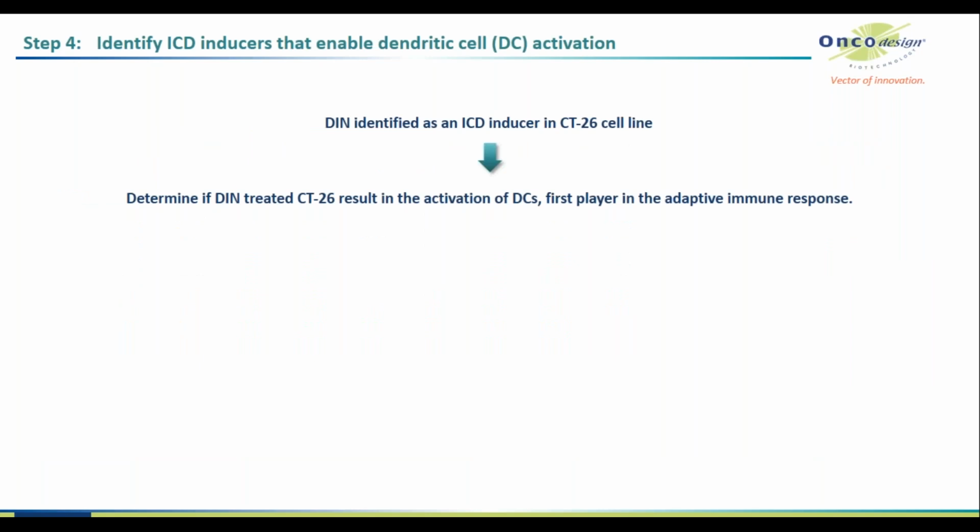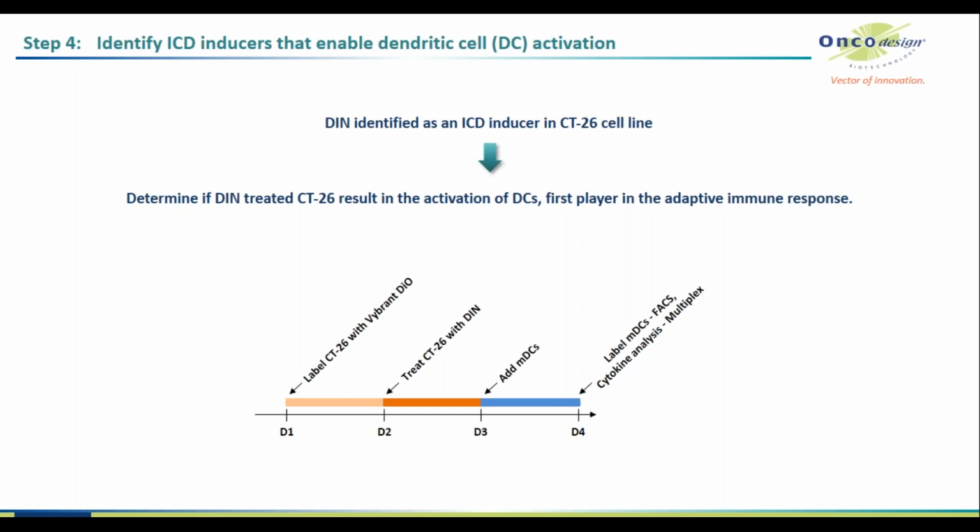Now that we've identified dinaciclib, the next question that we asked was, is this enough to result in the activation of DCs, which is the first player in the adaptive immune response? To do so, we used the following strategy. On day 1, we labeled CT26 cells with Vybrant DiO. The next day, we treated them with Nanocyclix. As we know from the previous slides and our in vitro assays, 24 hours was sufficient to elicit an ICD response. We left them in Nanocyclix for 24 hours, following which we added mouse DCs, dendritic cells. And 24 hours later, we labeled them and looked at them via FACS or performed cytokine analysis via multiplex.